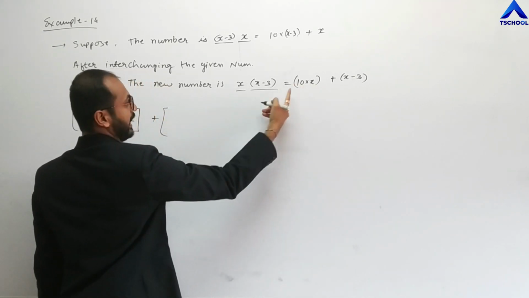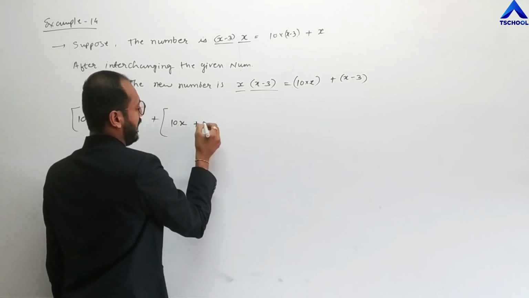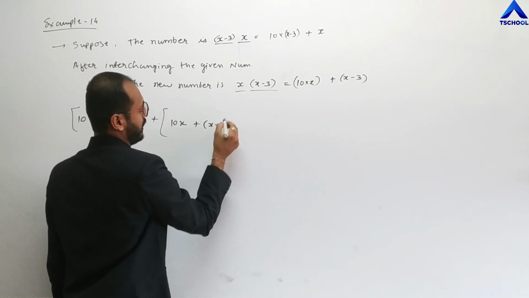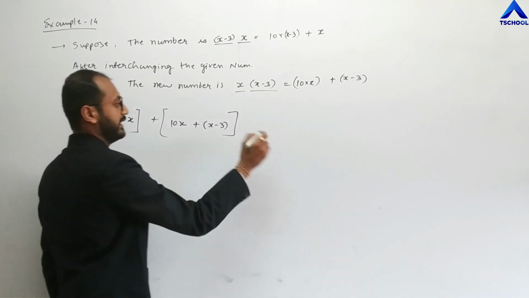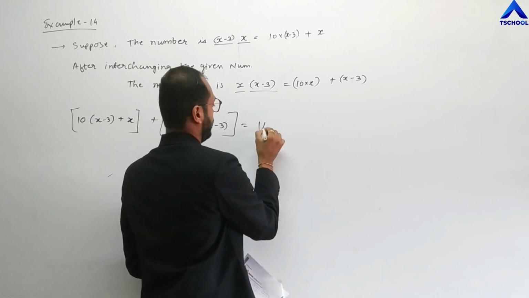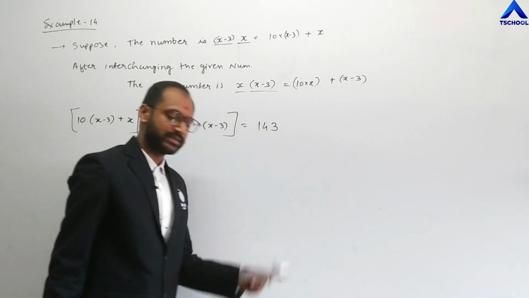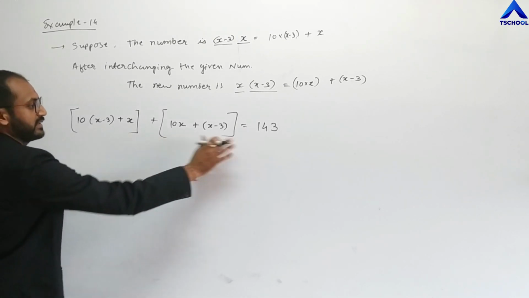This one, 10 multiplied by x, means this is 10x plus x minus 3. These two are added, and it gives the result 143. We get this number. Clear? That means by adding these two we get a certain number.